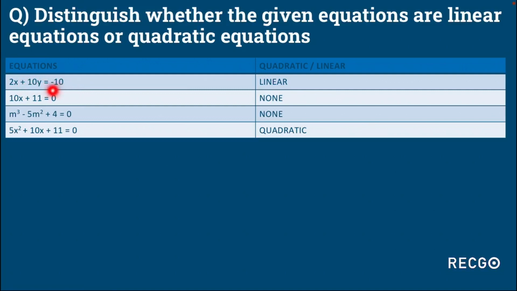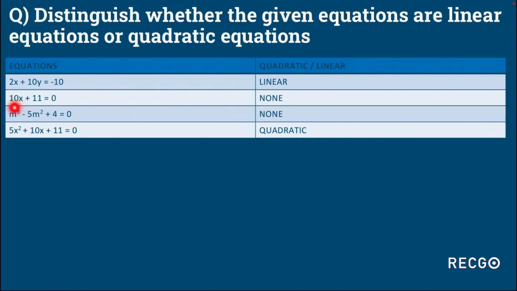So let us see if it is a linear equation. So the first condition was what? That linear equations should have two variables. So yes, we are having two variables, and the degree of the variable should be 1. So x is having degree 1, y is also having degree 1. So yes, this is a linear equation. Let us see the second one.